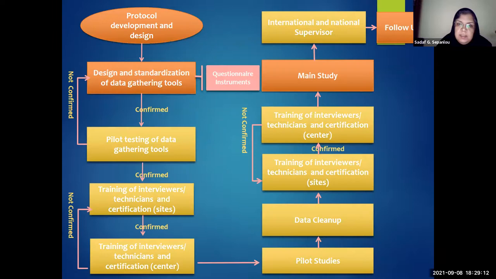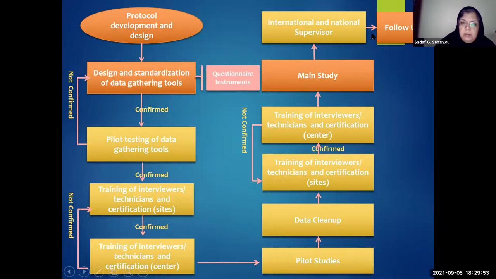Okay, this is simply a repetition of what I mentioned in the previous slide. At first, the project was developed and designed. Standardized tools were used to collect data, pilot testing of data tools, training of interviewers and technicians were done, pilot studies were done, data were cleaned up, interviewers and technicians were retrained, the main study was done. Supervisors, both national and international, supervised the study and also supervised the follow-up.